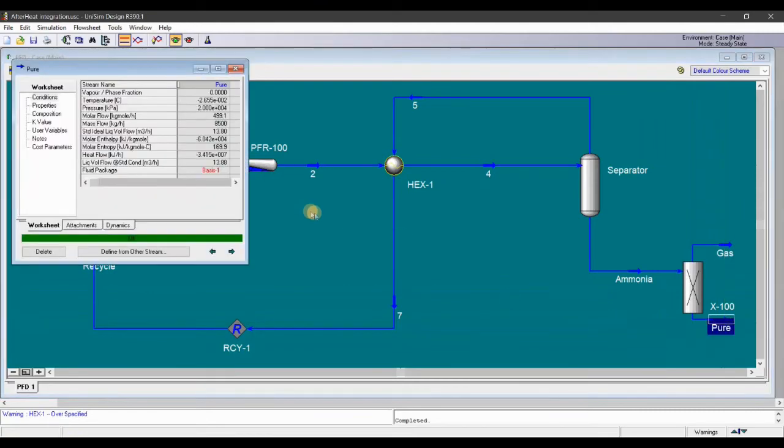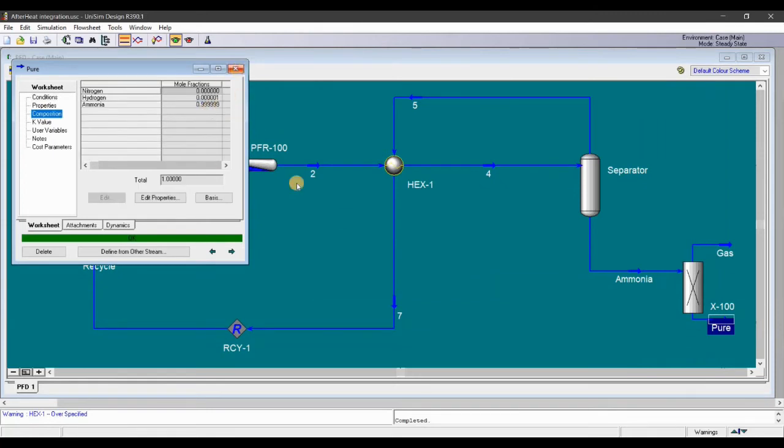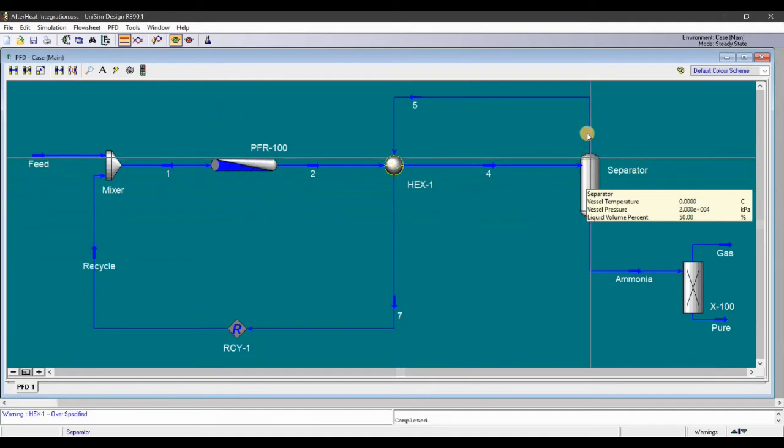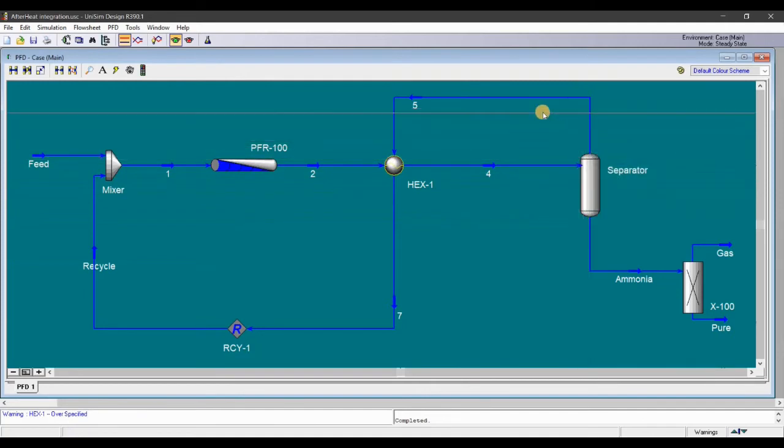In this way we will get a pure ammonia of 99%. After the gas phase from the separator is separated, it will go in the shell inlet side of the heat exchanger and go to the recycle. In the recycle, we recycle the gas back to the feed to start the process all over again.